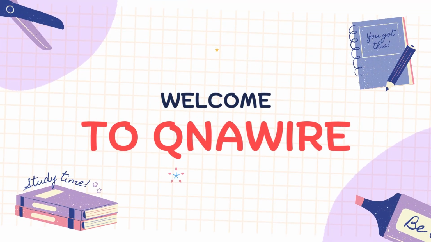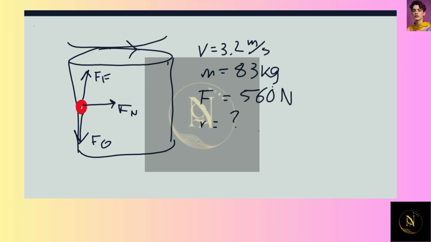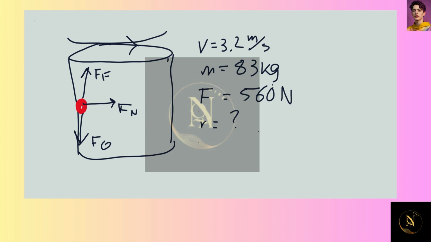Welcome to qnawire. In this problem, we are given the velocity, the mass, and some force pushing up against a person on a rotor ride, and we have to find the radius of that ride. So figuring out what this force that we're given of 560 newtons actually is becomes way easier when we draw a free body diagram like I've done on the left here.